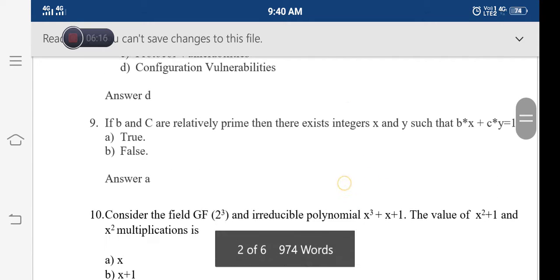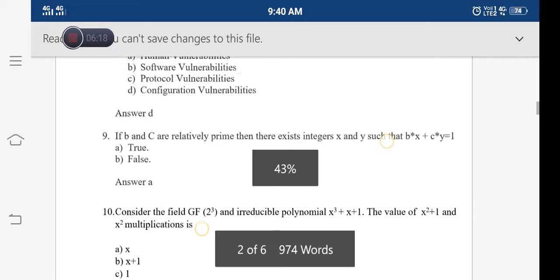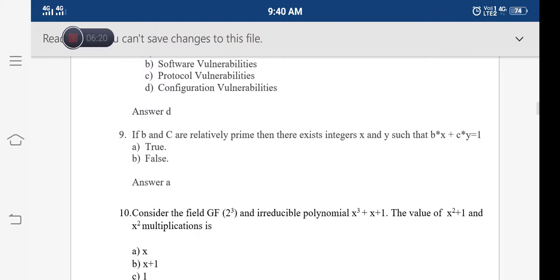Next, if B and C are relatively prime, then there exist integers x and y such that b into x plus c into y is equal to 1. This is a corollary of the GCD theorem, as we know. If we have two numbers b and c which are relatively prime, that means co-prime numbers.